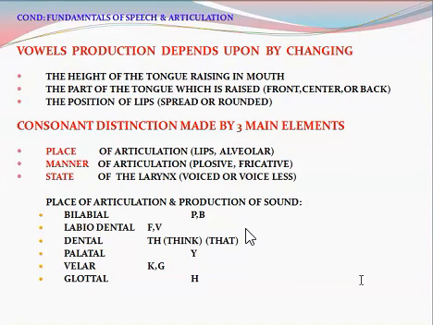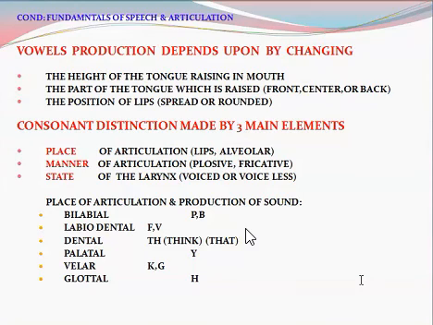Place, manner, and state. Place of articulation and production of sound. If they are bilabial, the example bilabial consonants are P and B. You need articulation of the lips, P and B. Labiodental, then here comes F and V. You need the lip and also the dental area, F and V. Only dental: the articulation is important. That is the th, like in think and that. The th sound is produced by the dental area particularly. Those who don't have teeth will have a misarticulation here.